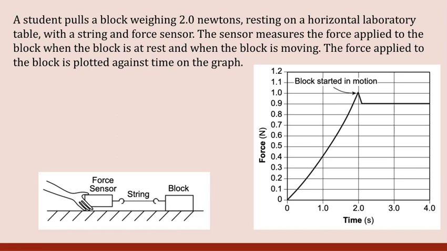The sensor measures the force applied to the block when the block is at rest and when the block is moving. The force applied to the block is plotted against time on the graph. Basically what's happening is someone's pulling on this block and trying to get it to start moving, and for the first 2 seconds they're not pulling hard enough.